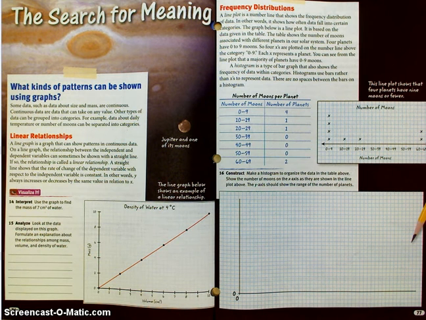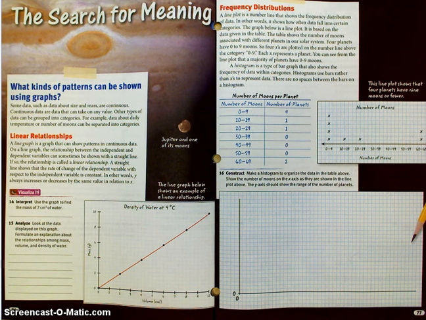Okay, so the first thing we're going to look at is linear relationships. A line graph is a graph that can show patterns in continuous data. On a line graph, the relationship between the independent and dependent variables can sometimes be shown with a straight line. If so, the relationship is called a linear relationship. A straight line shows that the rate of change of the dependent variable with respect to the independent variable is constant. In other words, y always increases or decreases by the same value in relation to x.